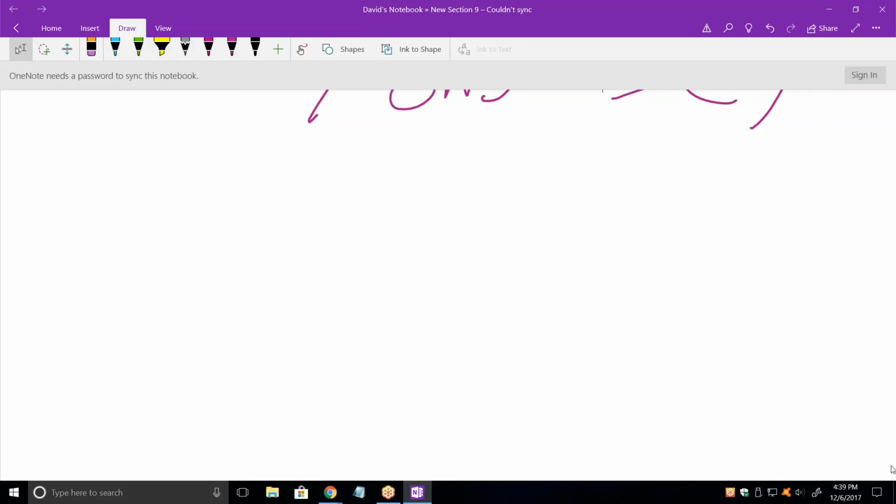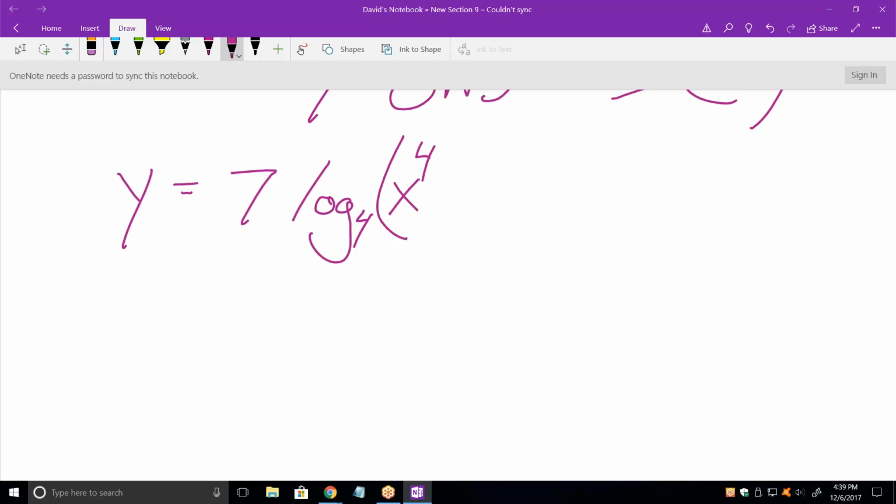What else, Chris? This one is 7 times log base 4 of x to the 4th minus 3. All in the argument? X to the 4th minus 3 is all in the argument, yeah. Okay. Let's take the simple function. How do I take the derivative of that?